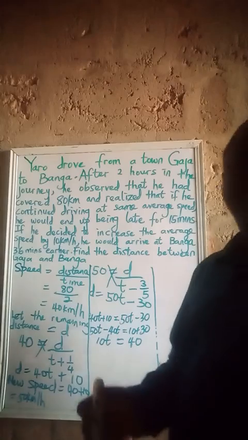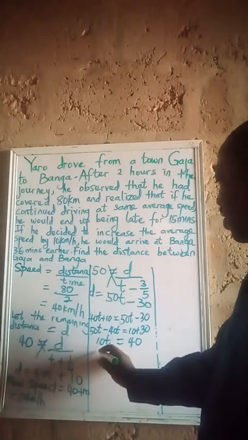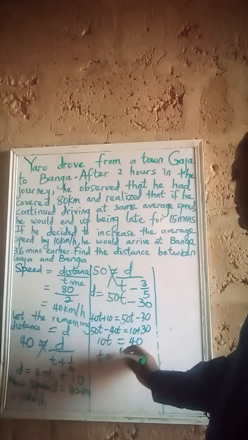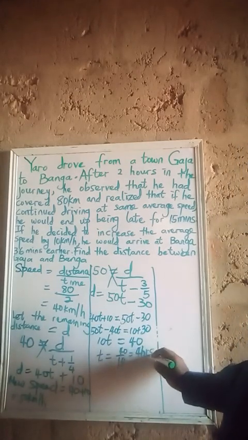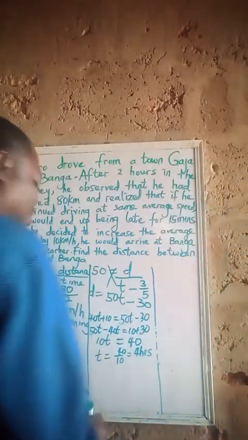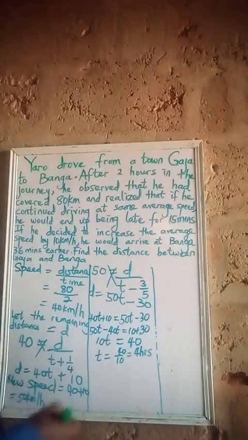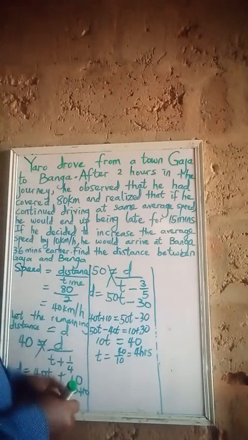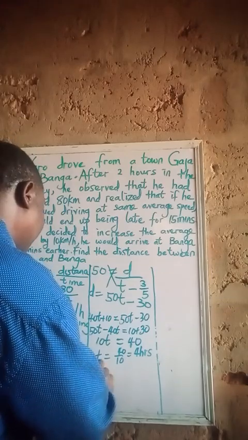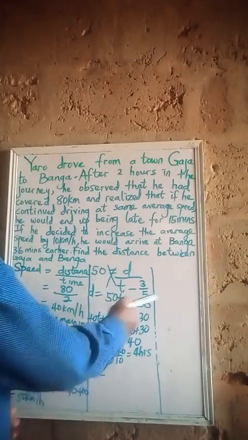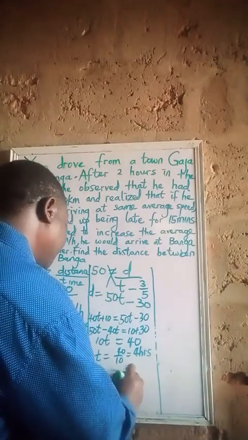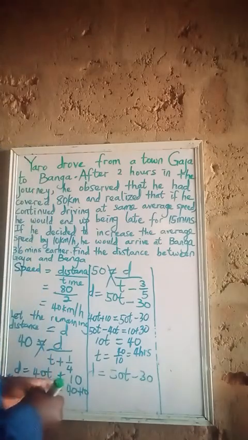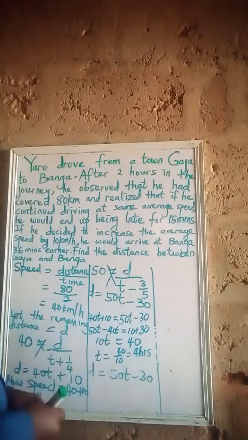If I divide both sides by 10, then I arrive at T equal to 40 over 10, and that is equal to 4 hours. So the time to cover the remaining journey now is 4 hours. If the time now is 4 hours, you can easily find the remaining distance to be covered. I can use any of these two relations. I want to use D is 50T minus 30. If I use 40T plus 10, we are still going to arrive at the same answer.